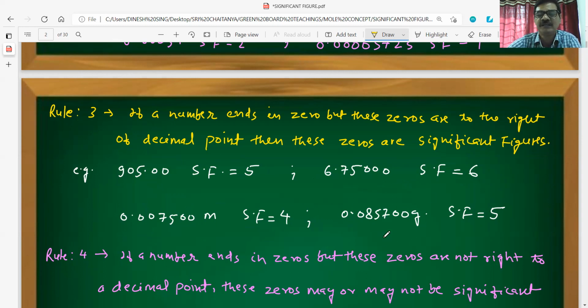Similarly, we can consider this number, this data 0.085370 gram. Some value is given in gram, suppose. So in that, how many significant figures will be there? These 2 zeros will not be considered as significant figures. Only these zeros will be considered as significant figures, that is, the one on the right hand side.